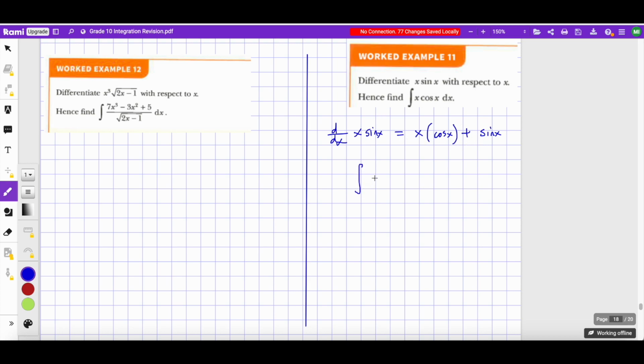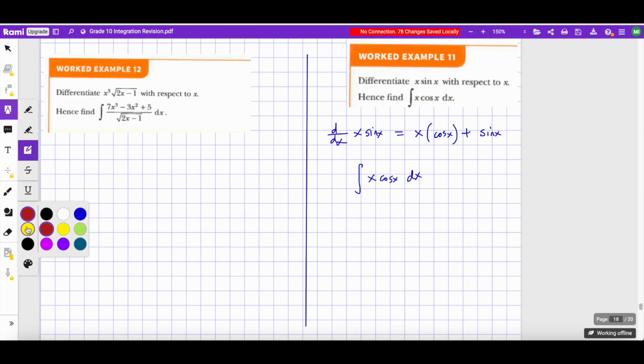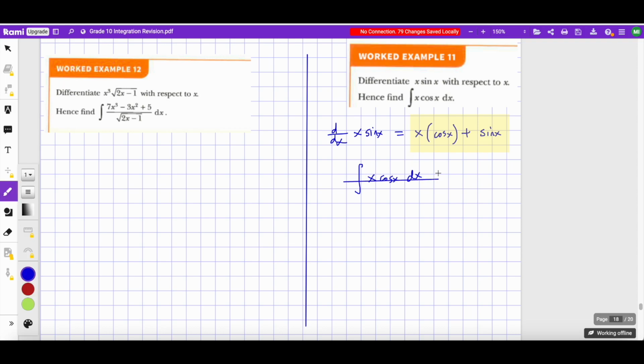Now, if they want you to integrate x cosine x dx, how is it related to the one at the top? Now, we want to see if there is some sort of relationship going on. Except that you are missing plus sine x, right? So instead of integrating x cosine x dx, what we will do is integrate x cosine x plus sine x dx. Why do we do that? Because when we integrate this whole thing, we know that we'll get back x sine x.